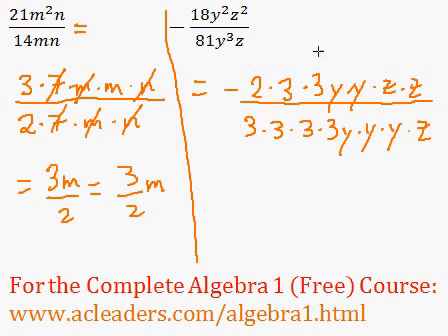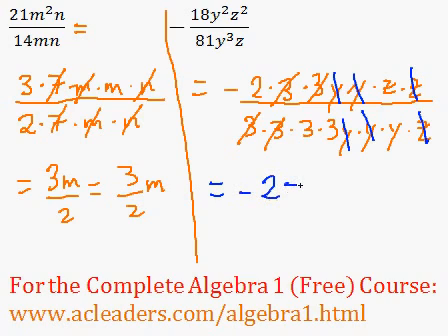Alright, now I can cancel many things out over here. This 3 with this 3, this 3 with this other 3. Actually, let me pick a different color, just in case. This y with that y, this y with that y, these z's, and we end up with just negative 2 at the top, negative 2z, or negative 2z.